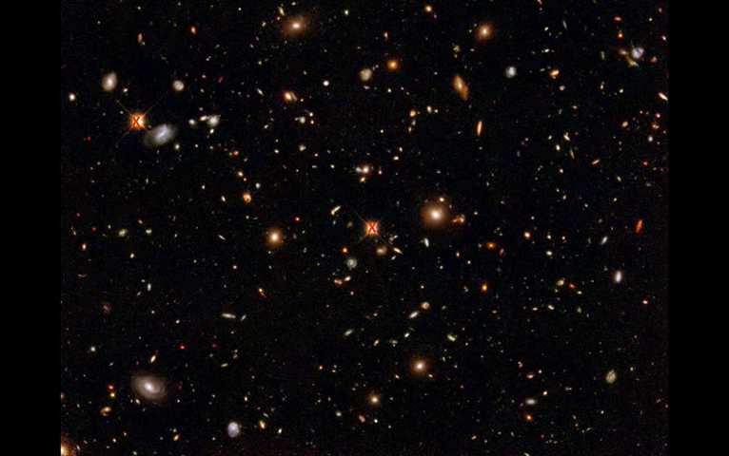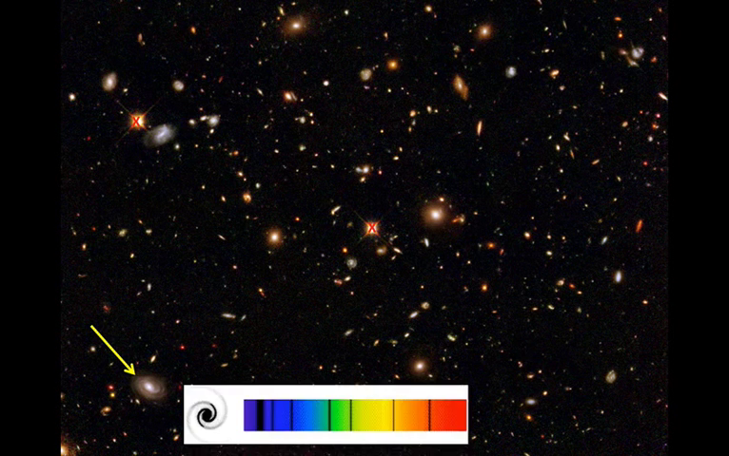So say we look at this bright one here and disperse its light to create a spectrum. What will we see? Think about it for a moment before I tell you. What do you see if you take a spectrum of a galaxy? Well, we might see something like this.